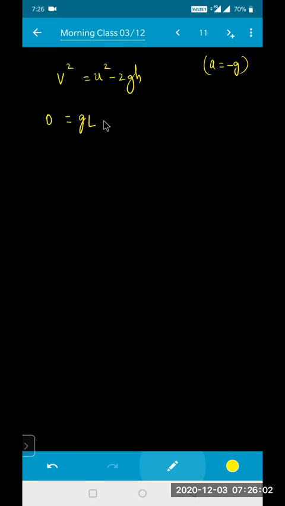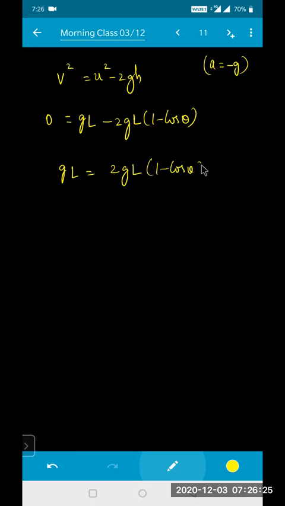G into L minus 2G into H. H value will be equal to L into 1 minus cos theta. This U value is already given in the problem. How much? Under root of GL. So U square value is G into L. Isn't it? You just simplify this one. So this will become, for me, GL. 2GL into 1 minus cos theta.